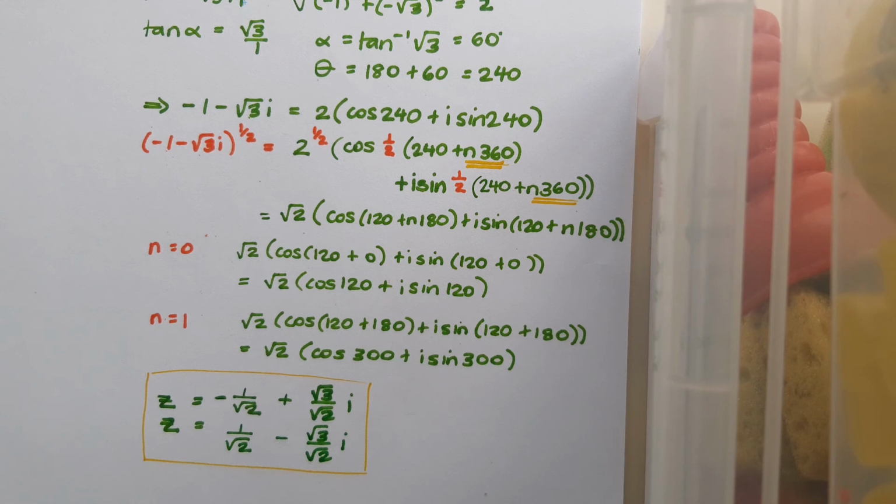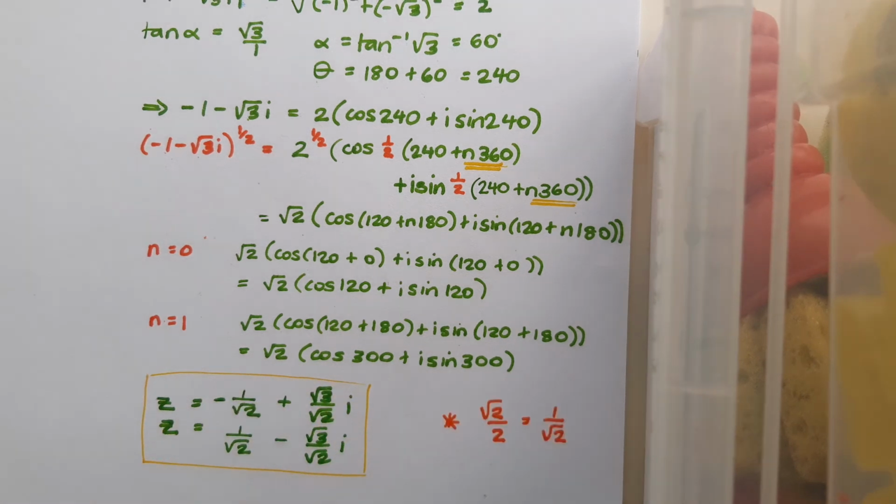And so in Cartesian form, my final answers are -1/root 2 + (root 3/root 2)i, and 1/root 2 - (root 3/root 2)i. Just to note, this is not the way that the solutions will look on your calculator. We've discussed before how root 2 over 2 is the same as 1 over root 2. It's fine to write your answer down as root 2 over 2, but it's important that you know how to convert it into 1 over root 2.